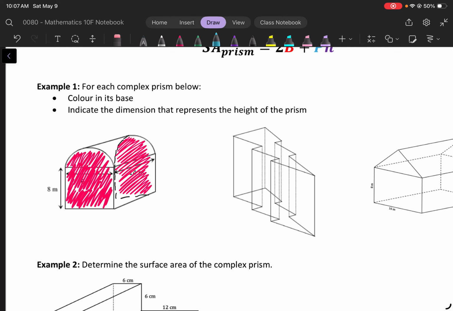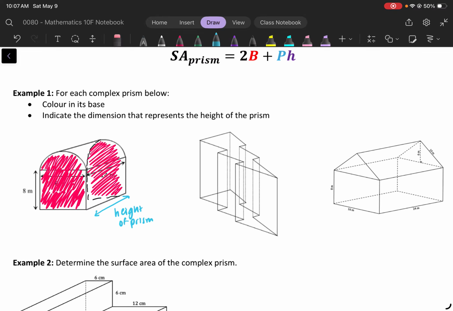Keep in mind, base does not mean bottom. As we never assumed that the base was the bottom before, the base is not bottom now. Now the height of my prism is always defined as the distance between the two bases. So here I have the height of my prism. It'll be the distance from that front half circle rectangle shape to the back half circle rectangle shape. Now there are two more prisms here. Can you pause the video, take a moment, shade the bases, label the height. Go.